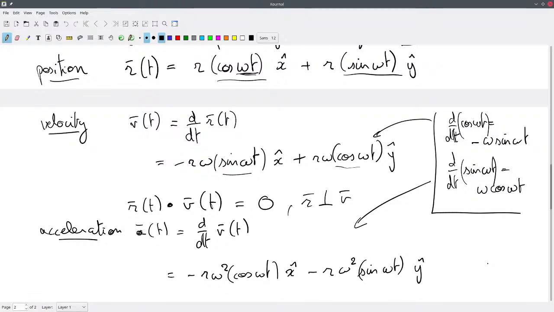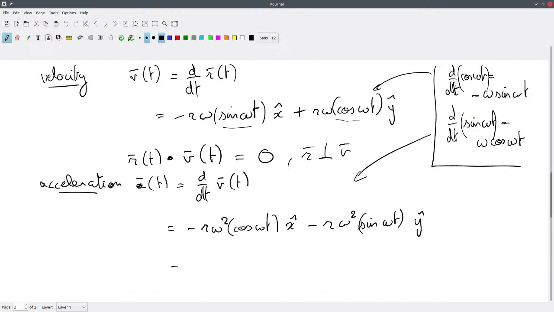If we look at the acceleration and the position carefully, we'll actually see that we have a cosine omega t x, sine omega t y, cosine omega t x, sine omega t y. Okay, that looks very similar. The only difference is actually just a factor minus omega squared. This is minus omega squared times the position vector. So the acceleration vector is minus omega squared times the position vector.